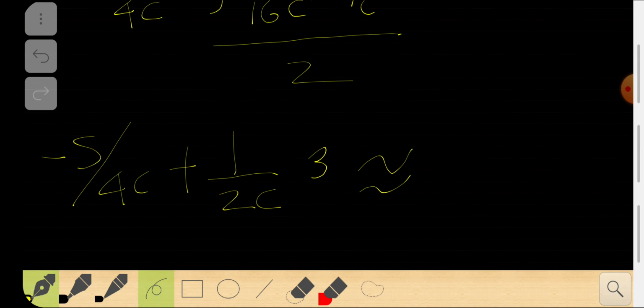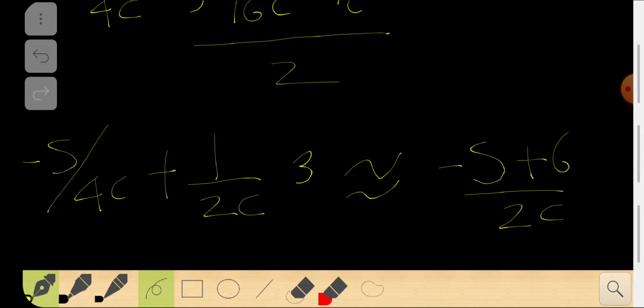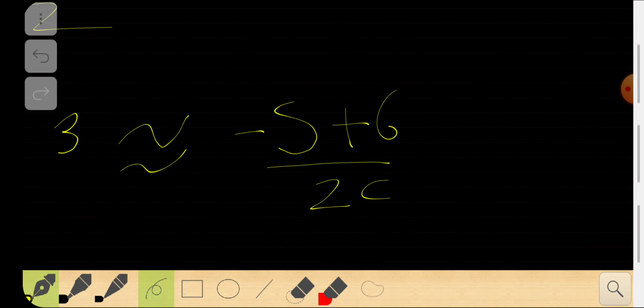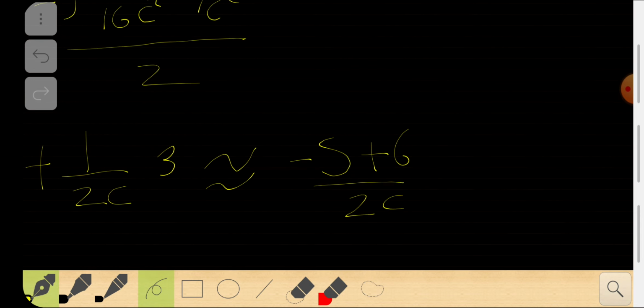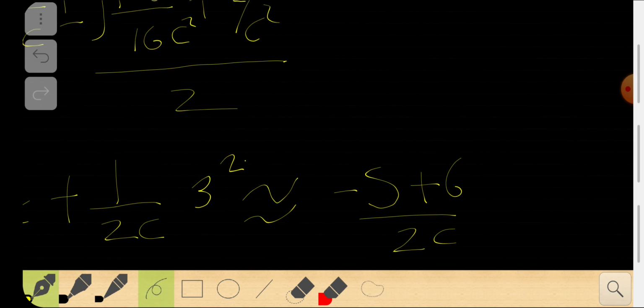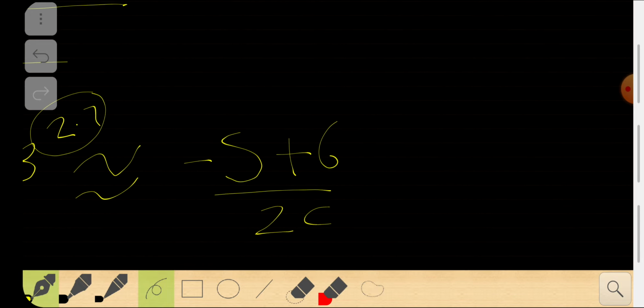So this is approximately equal to minus 5 plus 6 by 2c. So that's approximately that. Actually it's not 3, it's going to be 2 point something 7 or something like that. It's going to be small. So it's not going to be 3, it's going to be approximately equal to 5. That means it's going to be very small. So it's approximately equal to 0.